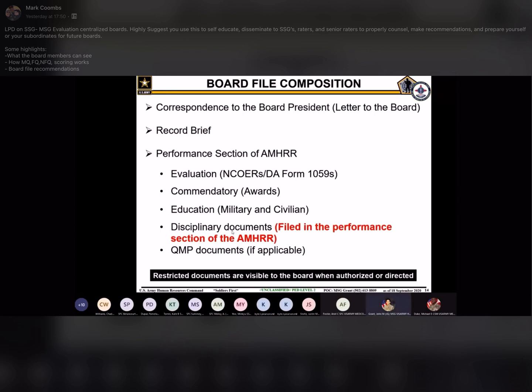Okay. And then, of course, they'll look at the record brief. So the first thing will be the letter if you wrote a letter to the board. The second thing will be the record brief, or it'll be the first thing if you didn't write a letter. And then the performance section of your Amherst. That is everything that they can see.